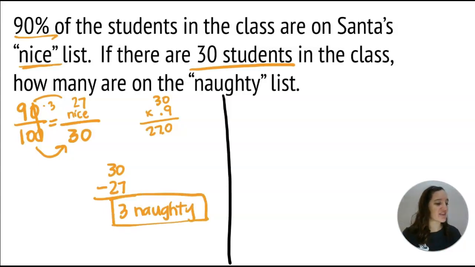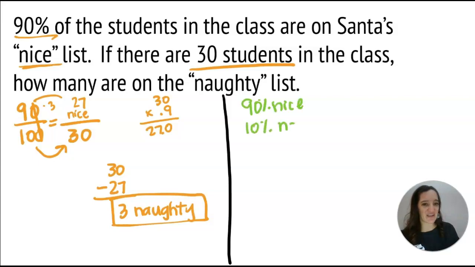Now the other strategy that I showed you is, okay, if 90% are nice, then what does that mean is the percent for naughty? Well, it's got to be that 10% is naughty to equal 100% of the total people in the class. So I can solve it with the 10% instead.